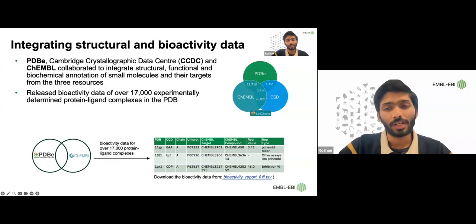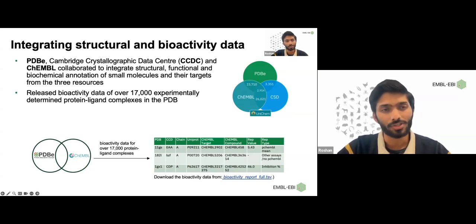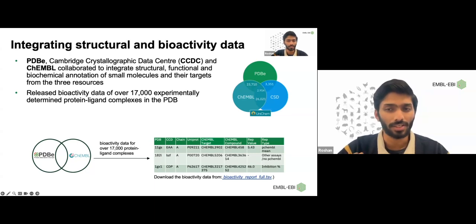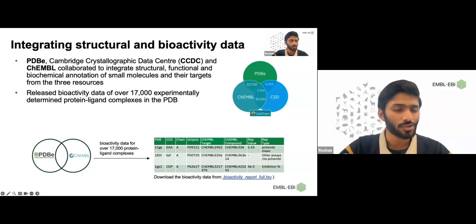Now, while we were developing these PDB ligand pages, we also collaborated with the Cambridge Crystallographic Data Centre, known as CCDC, who manage the Cambridge Structural Database, or CSD, containing over 1.3 million experimentally determined 3D crystal structures of small molecules. We also collaborated with the EMBL, who have the bioactivity data, to integrate the structural information. The PDB has structural information, the CSD also has structural information, and EMBL has the target information and biochemical annotations of small molecules and their targets from these three resources.